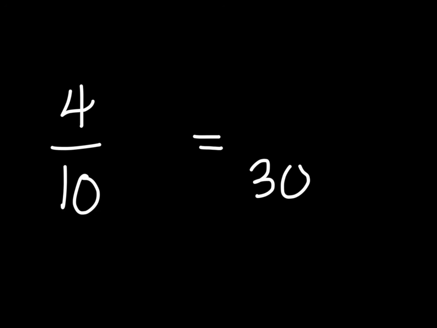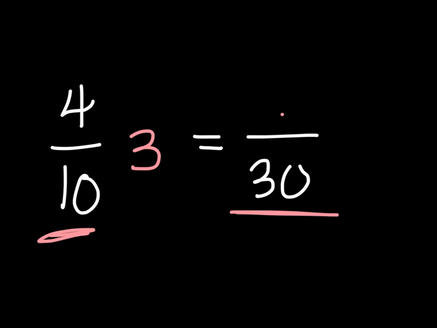Okay, let me do one like that. So let's say I had 4/10, and I know that I have an equivalent fraction that has a 30 on the bottom as my denominator. So I have to think, okay, what did I do to my 10 to get 30? Remember, you're dividing. 30 divided by 10 is 3. So now, to find the numerator of your equivalent fraction, you're going to multiply 4 times 3 to get 12. Just like that.